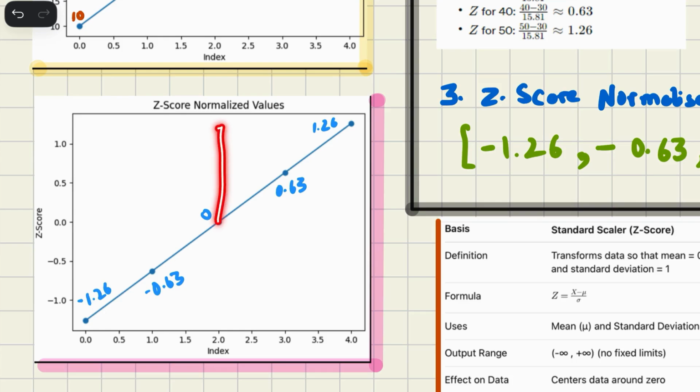Alright, so here if you see it is 1, here you see it is 1. So the deviation from the mean is exactly 1. So this is what Z-score does.